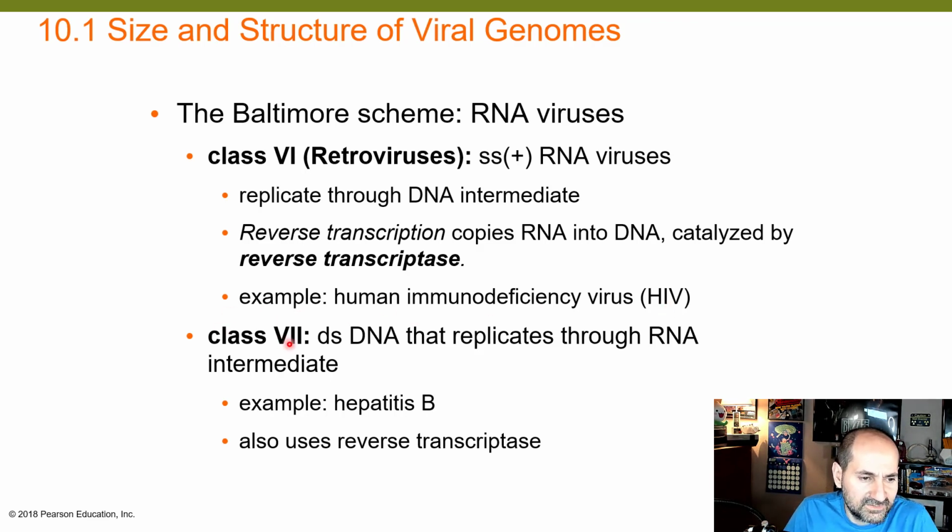And then there's class 7. Remember, this was the weird one. This is double-strand DNA, but with a gap in it. But this double-strand DNA replicates through an RNA intermediate. It also uses reverse transcriptase. That's a very strange bird.